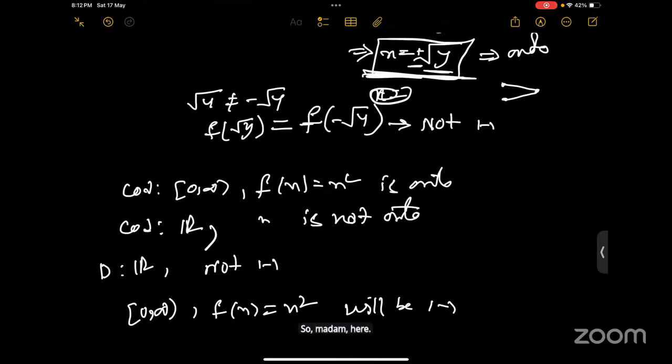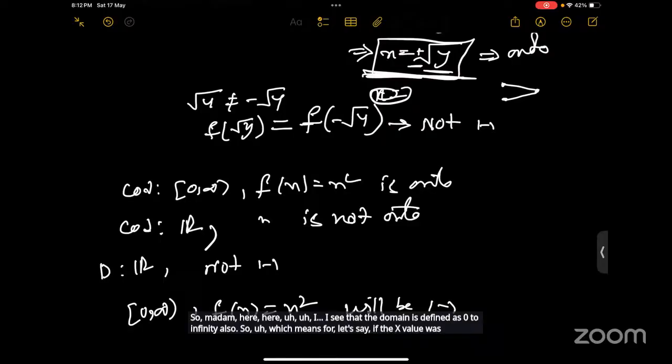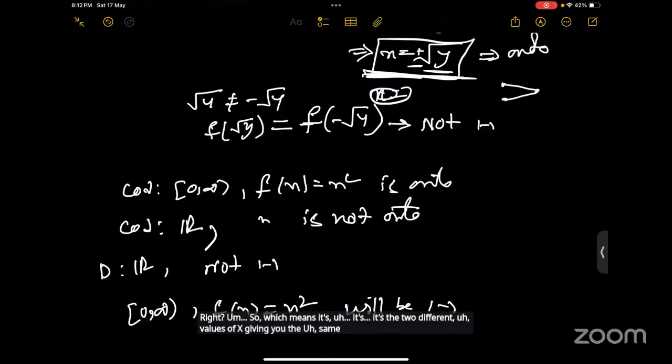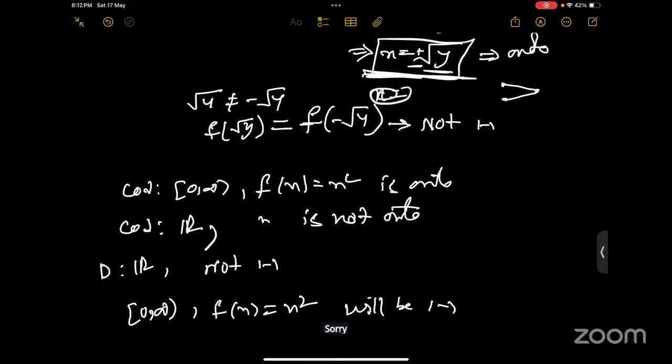So, madam, I see that the domain is defined as 0 to infinity also. So which means, let's say, if the x value was -2, it would give you a 4, and 2 also gives you a 4, right? So the two different values of x give the same y value. So how can that be injective? Sorry, I'm asking too many questions. No, it's fine. It's good to ask questions. I'm happy to answer them.